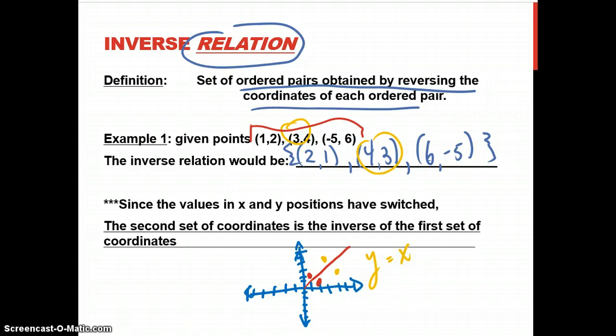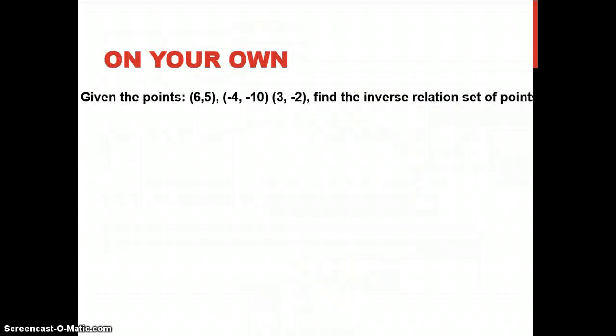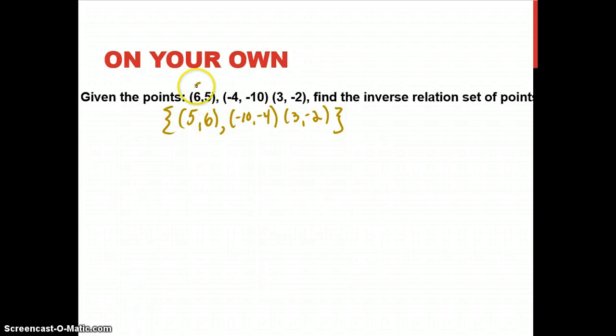I want you to try the next example on your own. So go ahead and pause and resume once you have finished. Go ahead and check your answers at this point. Again, all I did was take 6 and 5 and switch them. If it was negative, I kept the negative. So instead of negative 4, negative 10, it's negative 10, negative 4. It's the same way for this. If we had any point AB, it would just be BA, the inverse relation.